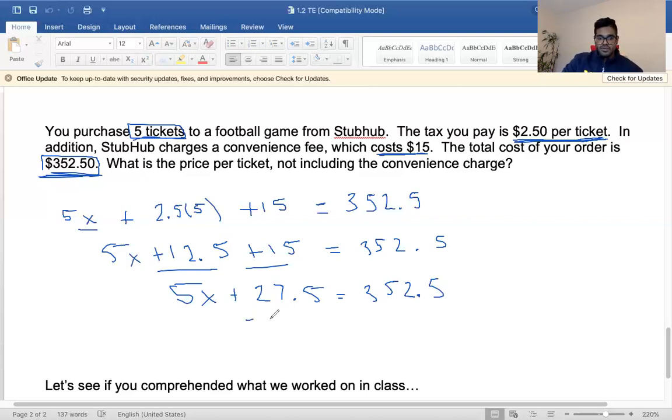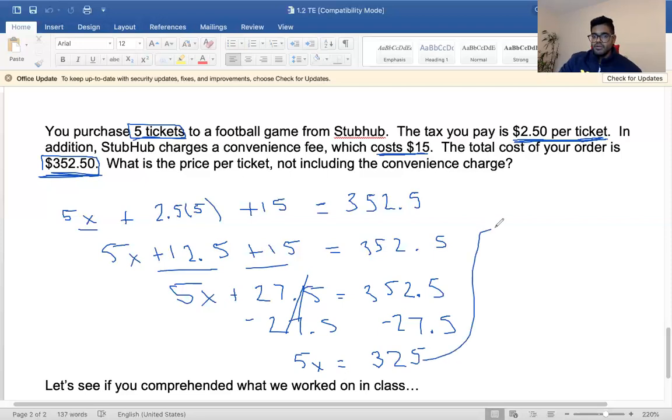I can subtract the 27.50 on both sides. These cancel out. So I'm left with 5x equals 298. I'm going to bring this up here so we have some room. You can divide by 5 on both sides to get x alone. So x is $65.